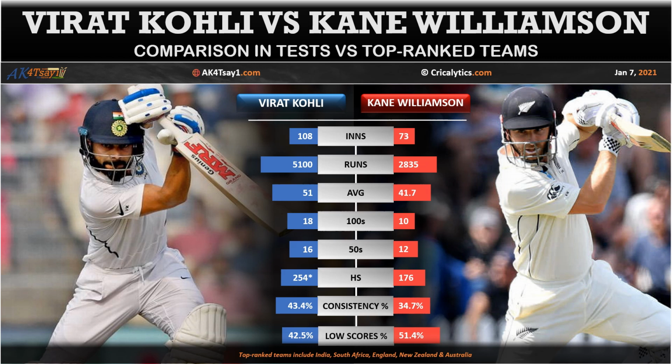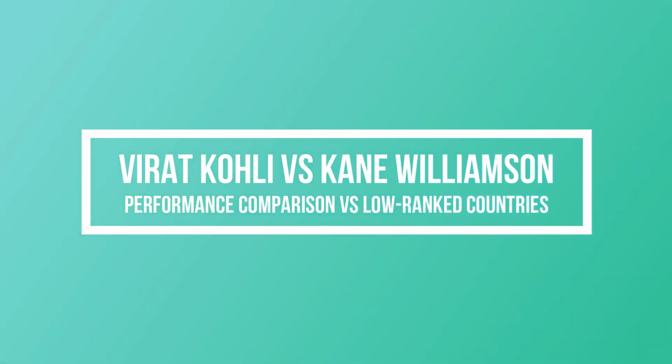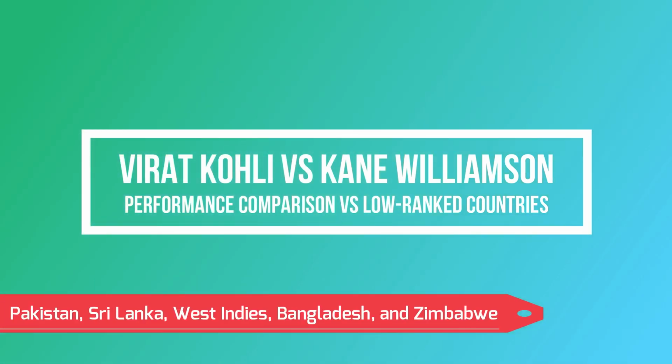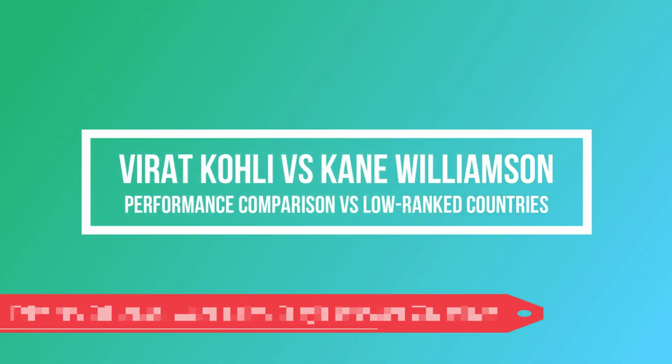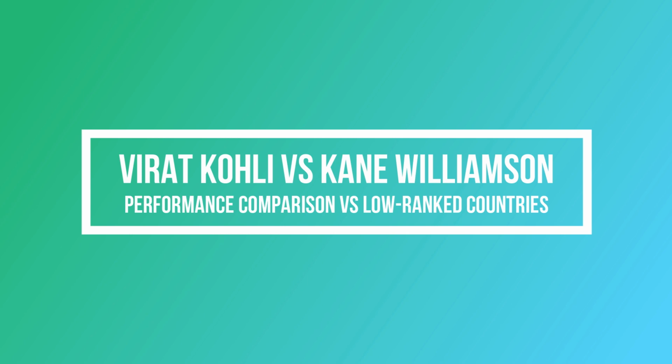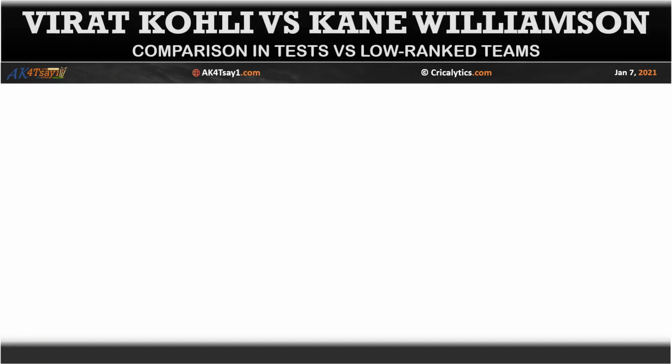Comparing the stats of Virat Kohli and Kane Williamson against top-ranked teams, you would see that Kohli has been a consistent performer against all the teams, whereas Williamson has been a good performer against South Africa but has been below par against England, Australia and India. Now, the performance against low-ranked teams like Pakistan, Sri Lanka, West Indies, Bangladesh and Zimbabwe may not matter much. However, it helps us understand how these 2 legends have performed against these teams and what percentage of overall record has been contributed by performance against low-ranked teams.